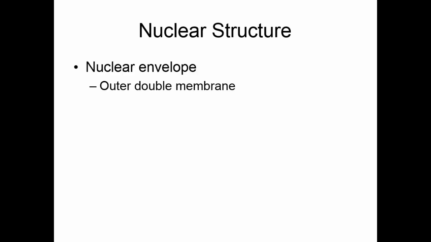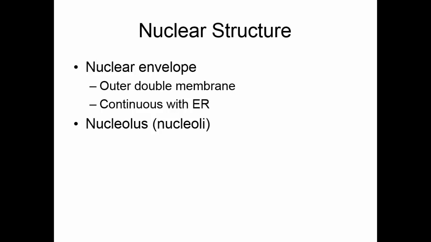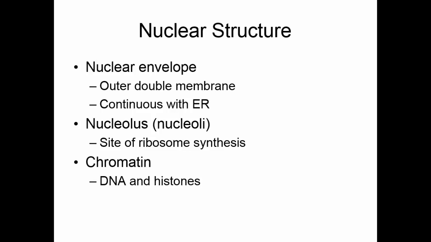There are three basic parts to the nucleus. There is a nuclear envelope. This is an outer double membrane that's continuous with the endoplasmic reticulum. The nucleolus, and usually there's more than one, and the plural of nucleolus is nucleoli, is located inside the nucleus, and this is the site of ribosome synthesis. And then the chromatin is the DNA and the associated proteins known as histones. The DNA and the histones make up the chromosomes.